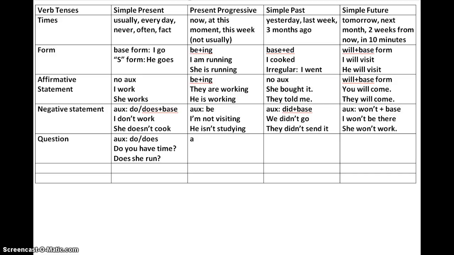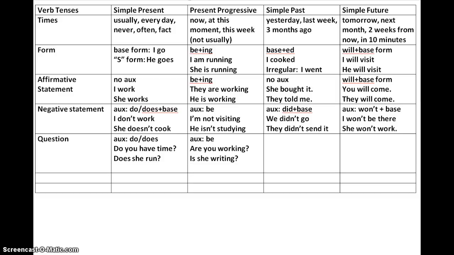In present progressive, the question, the auxiliary is still be, and you put the auxiliary in front. Are you working? Is she writing? Are they coming? The auxiliary is in front before the subject. Are you? Is she? Are they?